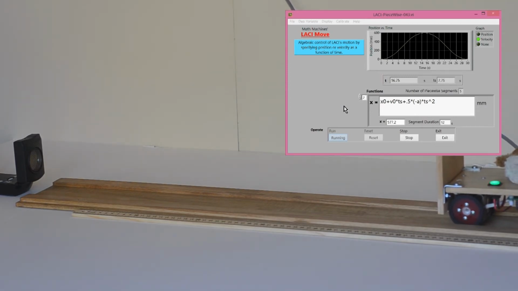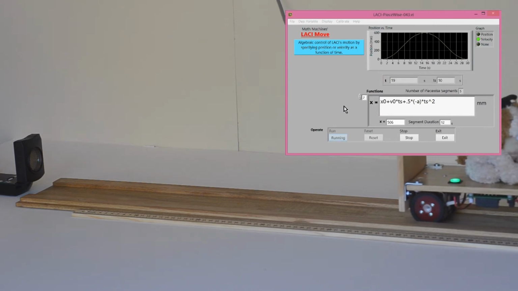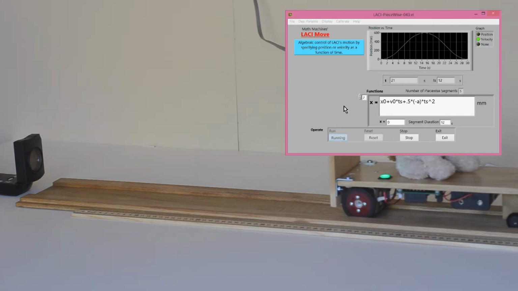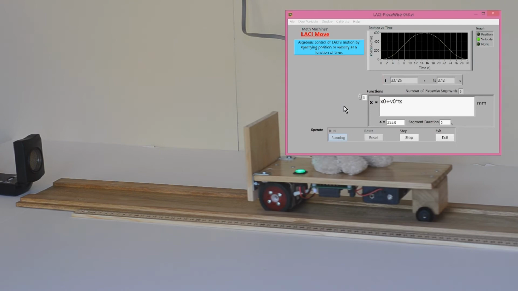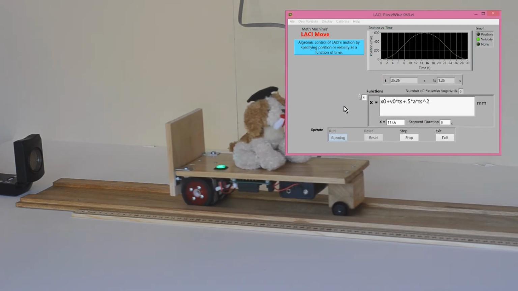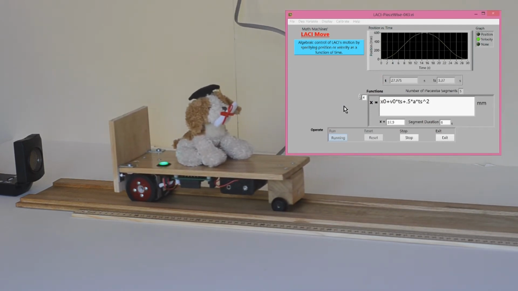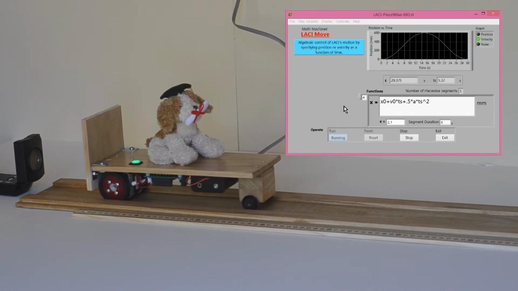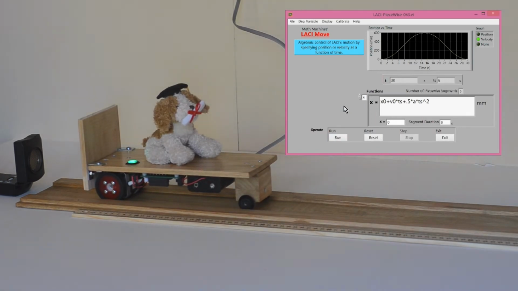We have a different software package here to control LACI in this way, and the essence of it is essentially an empty box in which students can write virtually any algebraic function that could be described in Excel or other systems.